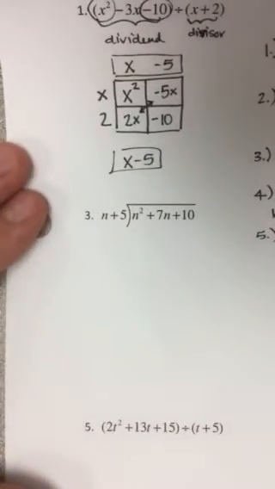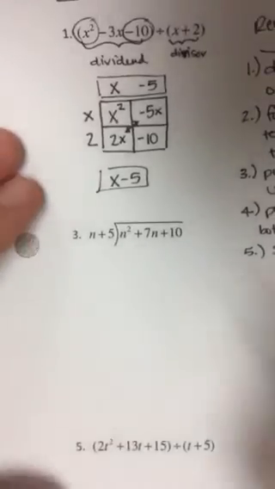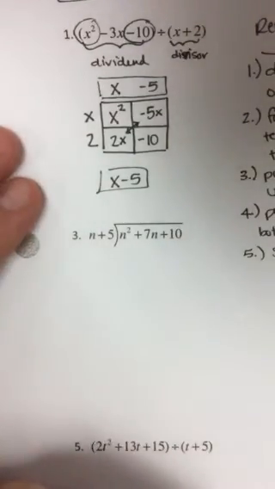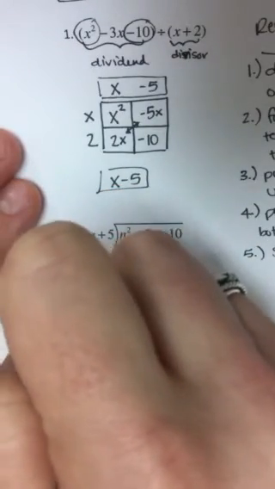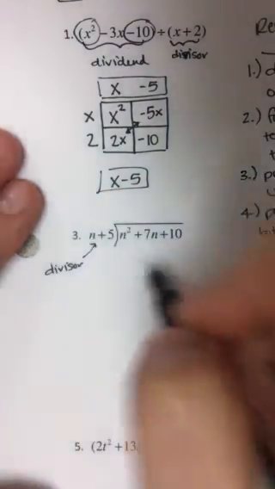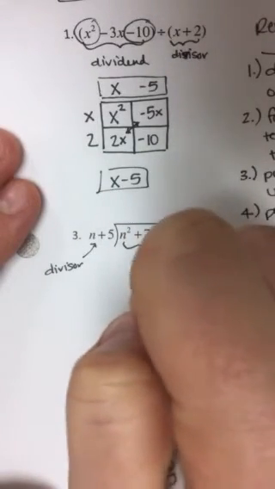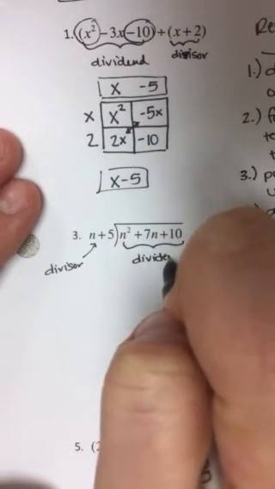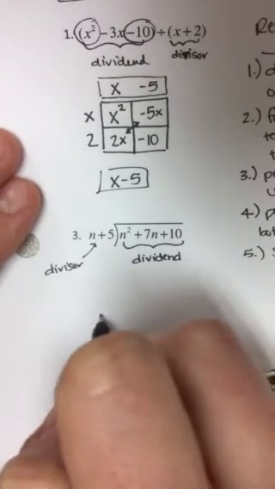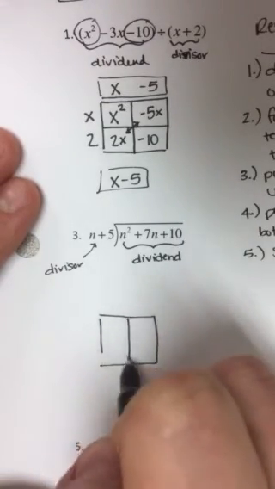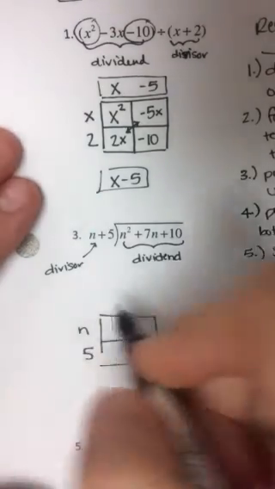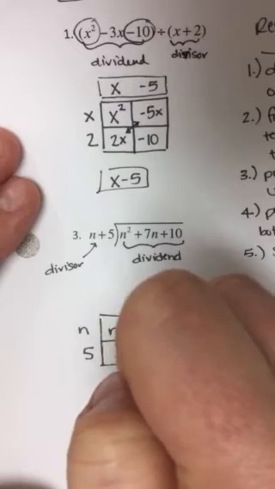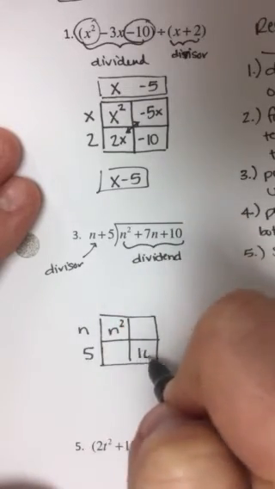Same thing on number 3. All right? Number 3 is the exact same idea. It's set up as an actual division problem, but I still know that this is my divisor, okay, and these within it are the dividend, okay? So I'm going to set up the box like I usually do. I'm going to have the n and the 5 on the outside, and then on the inside top left I'm going to do n squared, and bottom right I'm going to put the 10.